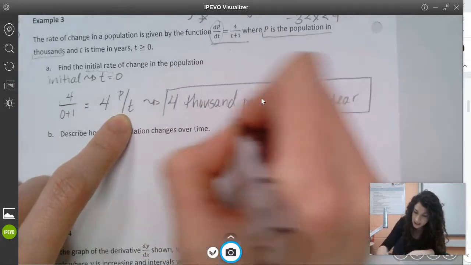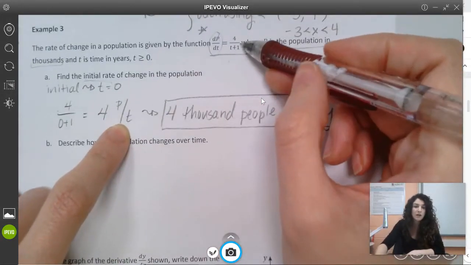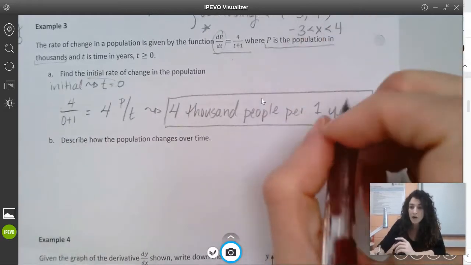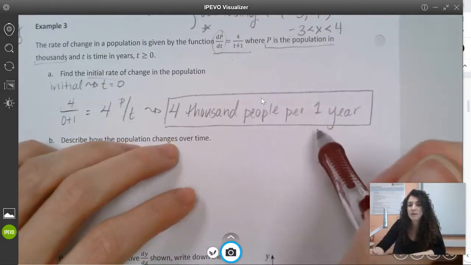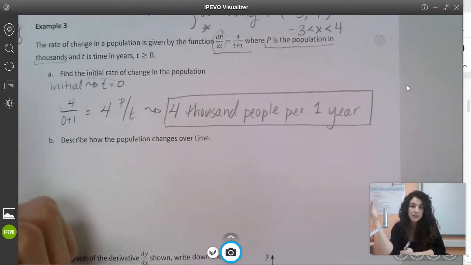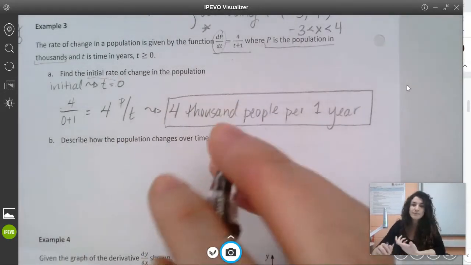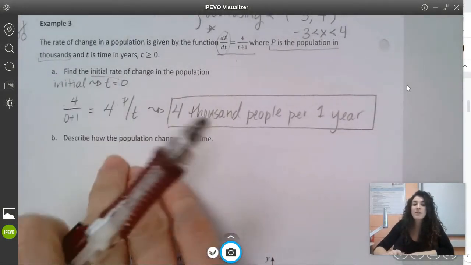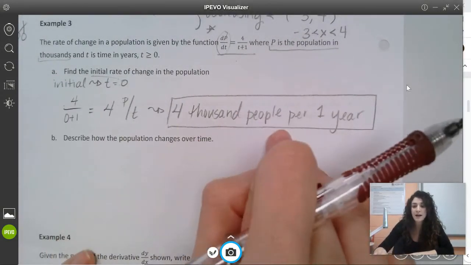So initially, at the beginning of whatever model was our original model, p of t, at the very, very beginning, it says, hey, we started out at a rate of change of 4,000 people per year. And then I'm assuming that that rate of change changes as we move on towards whatever is affecting this situation, which we don't know. It says describe how the population changes over time.